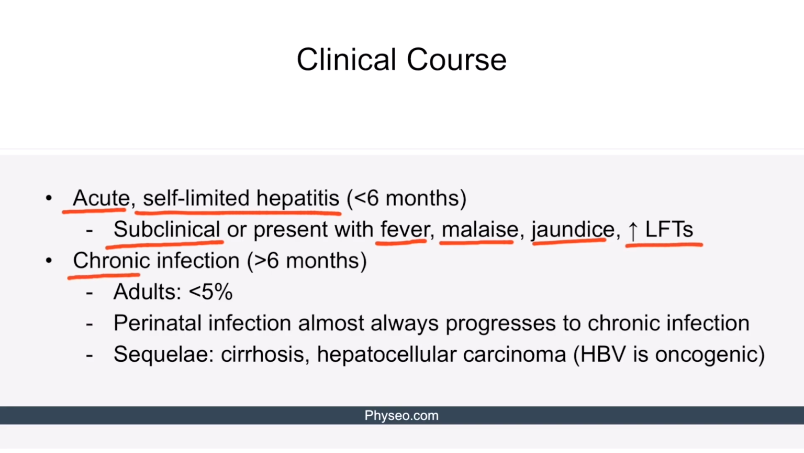Some people develop chronic infection. Chronic infection, by definition, is viremia for more than 6 months. When infection is acquired during adulthood, the rate of chronicity is less than 5%. In contrast, hepatitis B infection acquired perinatally almost always progresses to chronic infection.